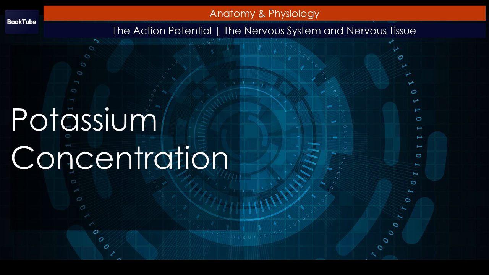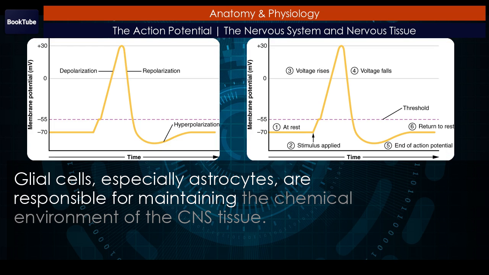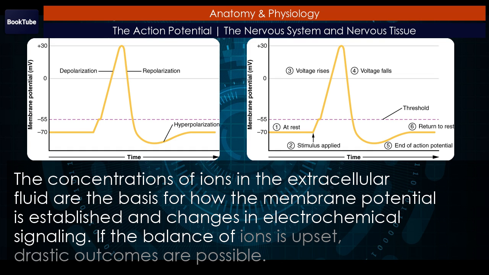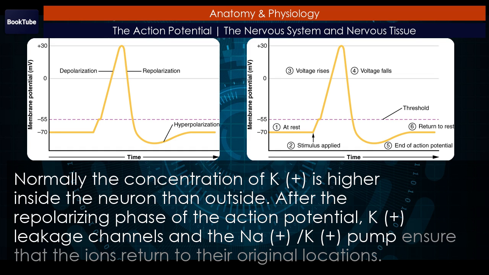Homeostatic imbalances, potassium concentration: glial cells, especially astrocytes, are responsible for maintaining the chemical environment of the CNS tissue. The concentrations of ions in the extracellular fluid are the basis for how the membrane potential is established and changes in electrochemical signaling. If the balance of ions is upset, drastic outcomes are possible. Normally the concentration of K+ is higher inside the neuron than outside. After the repolarizing phase of the action potential, K+ leakage channels and the Na+/K+ pump ensure that the ions return to their original locations.